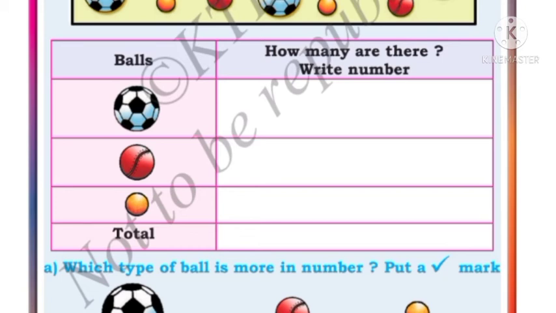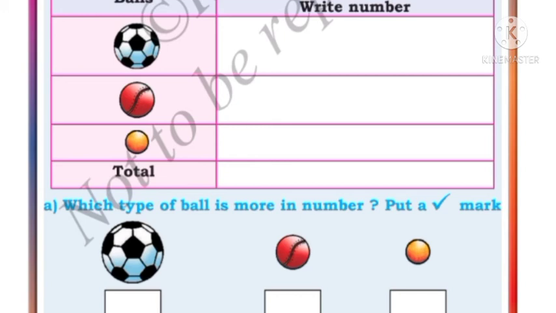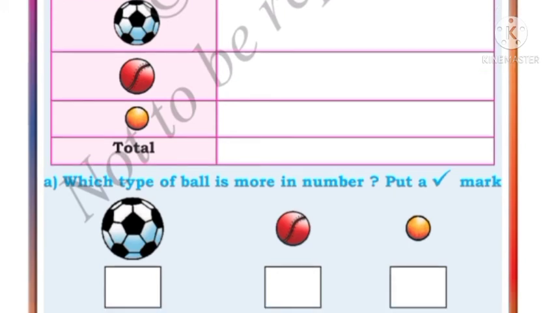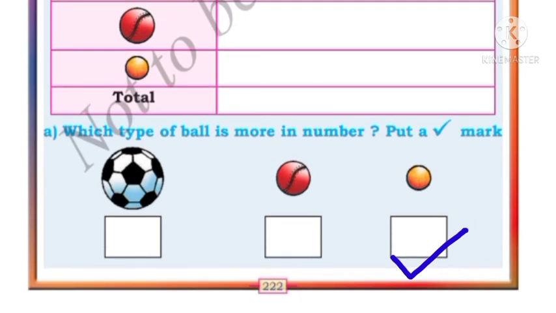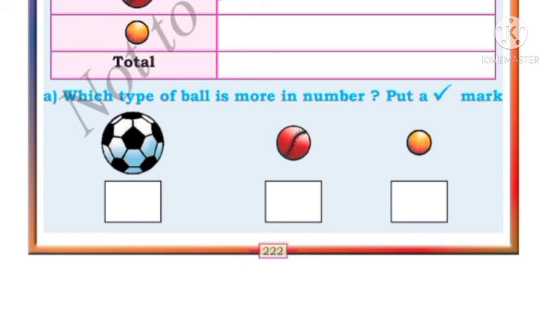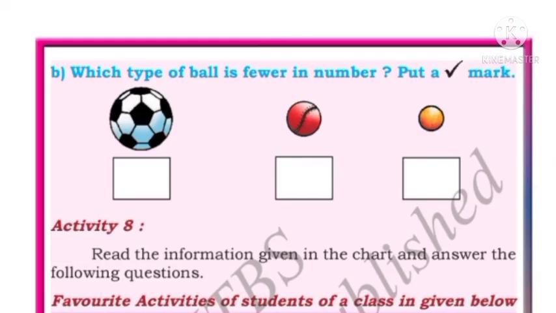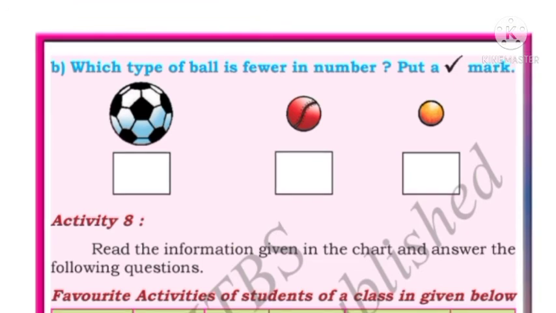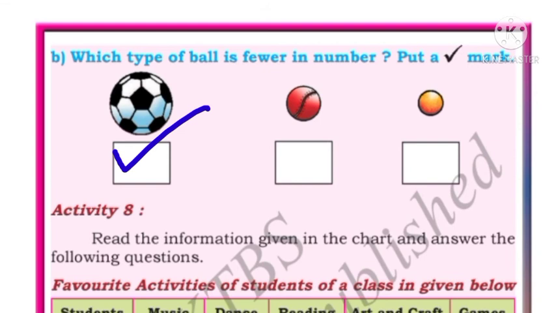First, which type of ball is more in number? Children, which type of ball is more in number here? Football, cricket ball or small ball? Small ball is more in number, right? So for small ball we have to put a right mark. Okay. Next, which ball is few in number? Football is few in number, right? So for football we will put a right mark.